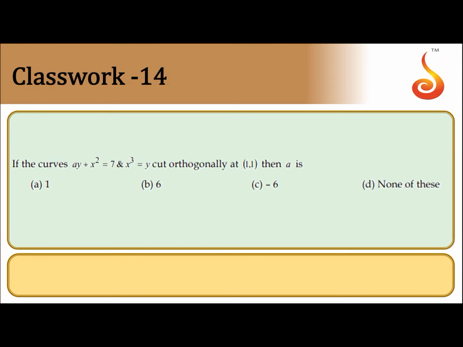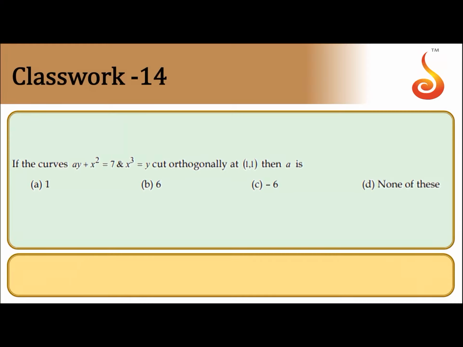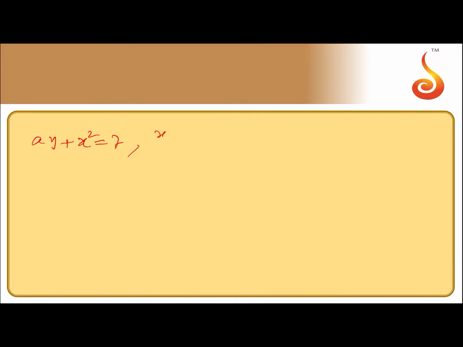Coming to the next one. Two curves are given which cut each other orthogonally at point (1, 1). Cutting each other orthogonally means the angle between them is 90 degrees, so the product of slopes is minus 1. The first curve is ay plus x square equals 7, and the second curve is y equals x cube, both intersecting at right angles at (1, 1).